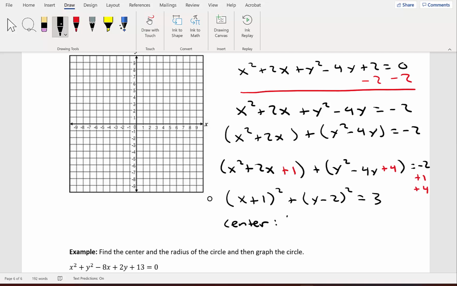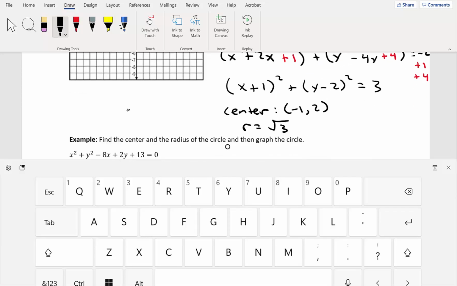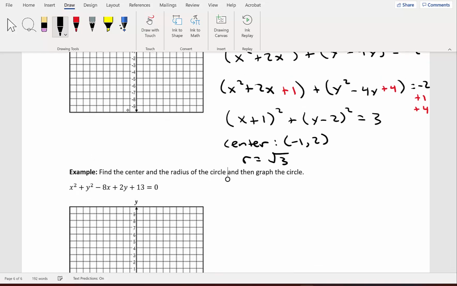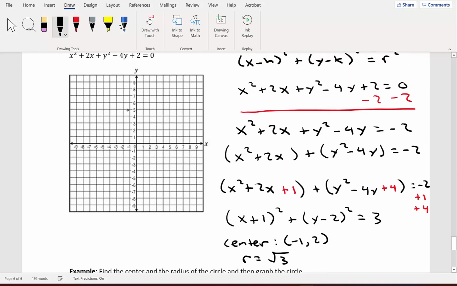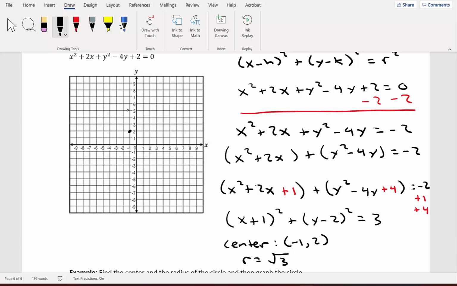So now I can read off my center and then my radius. Okay, so my center here is negative 1 comma 2, and then my radius is the square root of that number on the right-hand side, so it's the square root of 3. Okay. And now we have to go ahead and graph. So start with the center, which is negative 1, 2. Negative 1, 2 is this point right over here.